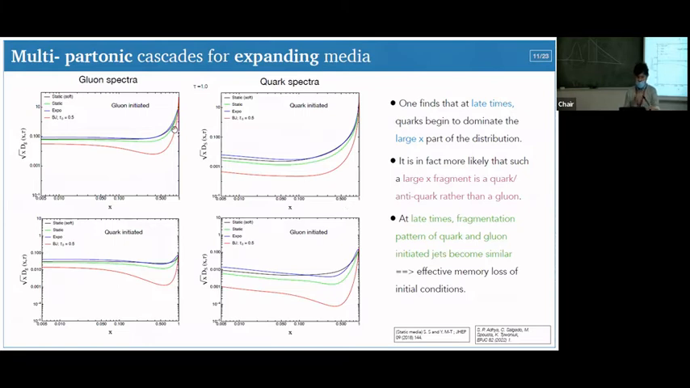So there are four different scenarios like this. You have gluon initiated jets, from which you arrive at the gluon spectra after medium evolution. Also, you have quark initiated jets, from which you have the quark spectra, and these are the other terms, like the quark initiated gluon spectra and so on. What we should take from this slide is that at late times, the quarks begin to dominate the large x part of the spectra. These qualitative features were also observed in the case of static media, so here we reiterate that we also recover this for the expanding medium scenarios.